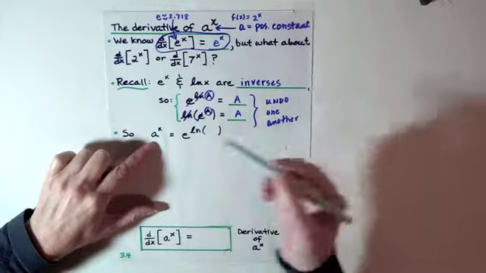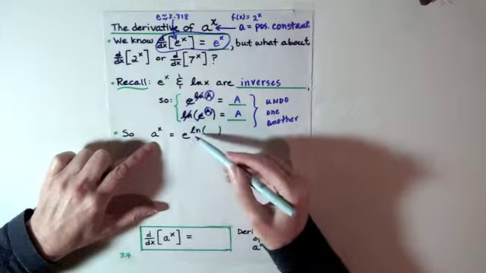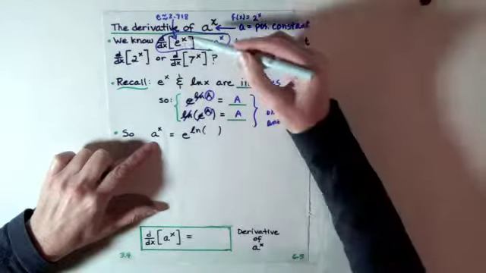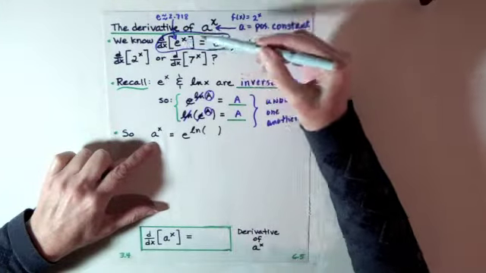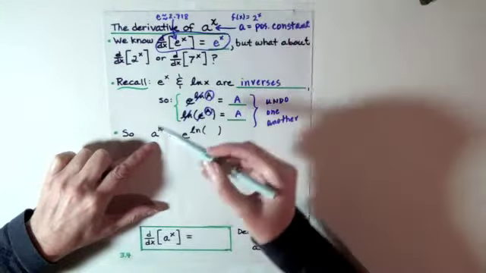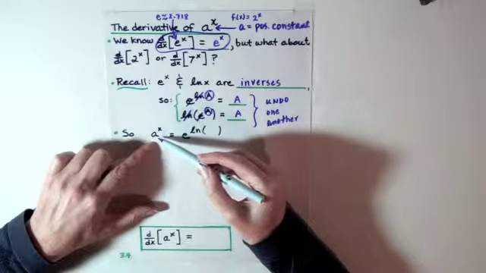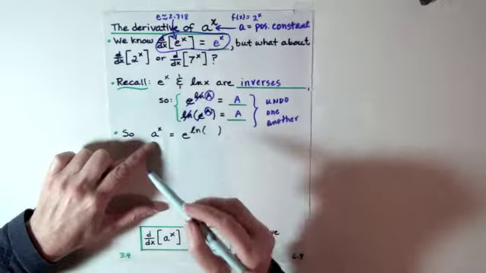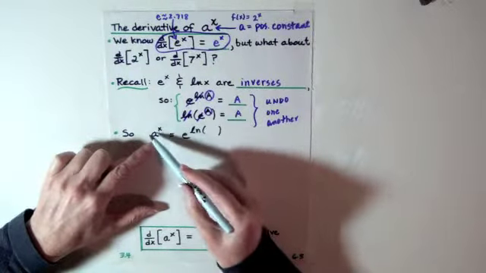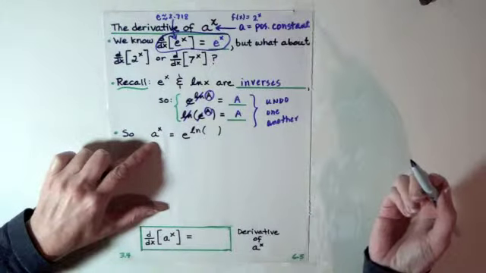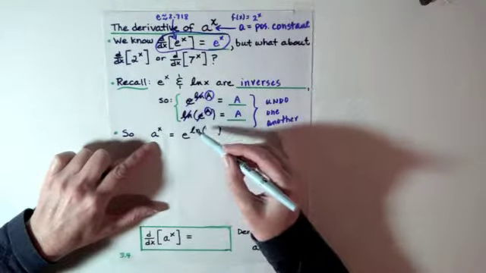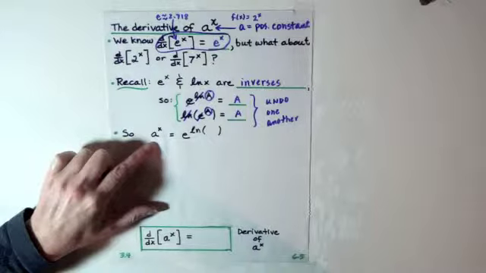Now, why would I want to try to rewrite a to the x as e to the something? Because we know what the derivative of e to the x is. It's e to the x. And we do not yet know what the derivative of a to the x is. So I'm going to start by rewriting a to the x in a more complicated form that involves e to the something. Now we have to think about it a little bit.